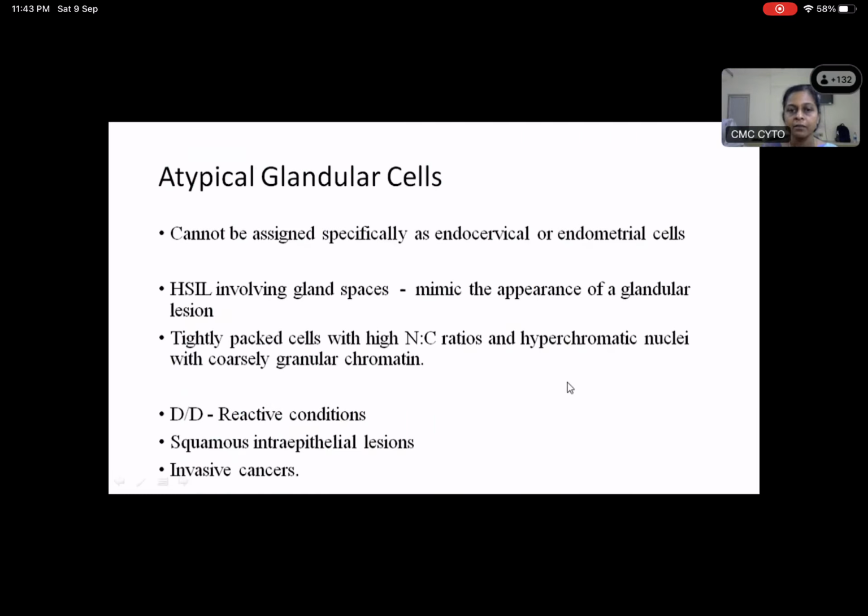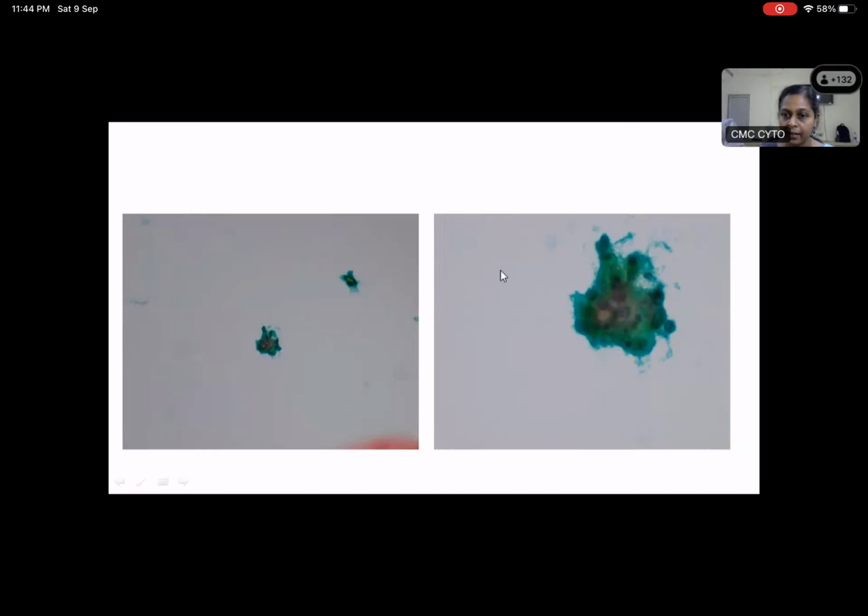One last thing, we left out atypical glandular cells. So when do we call something atypical glandular cells? When you cannot definitely assign it as endocervical or endometrial. But quite often, HSIL involving glands gets reported as atypical glandular cells. So they will be tightly packed cells with high NC ratios, hyperchromatic nuclei and coarsely granular chromatin. But very often, HSIL involving endocervical glands may be reported as atypical glandular cells.